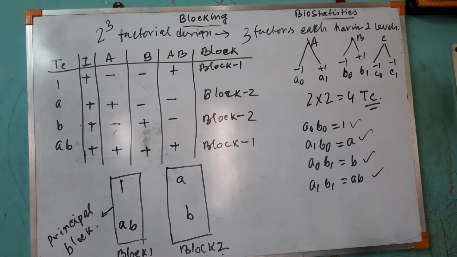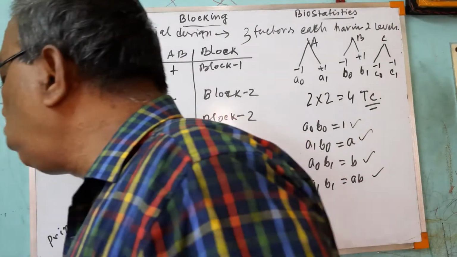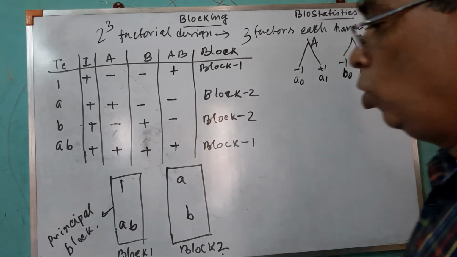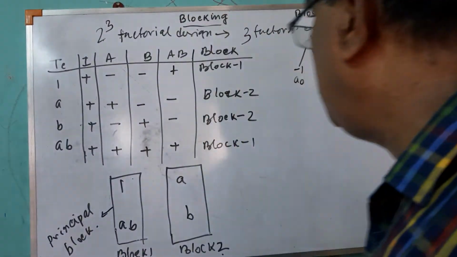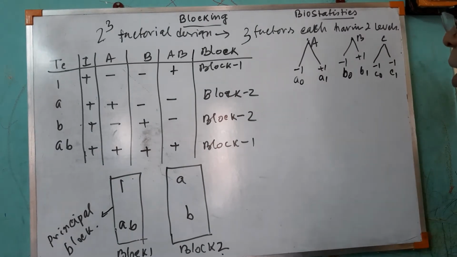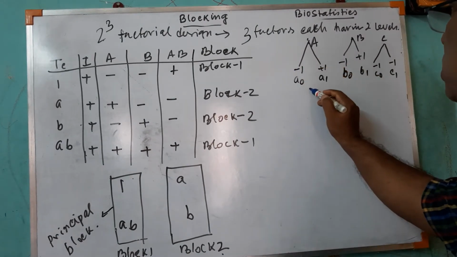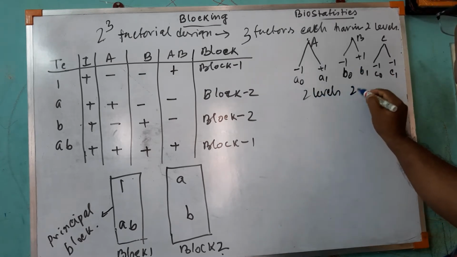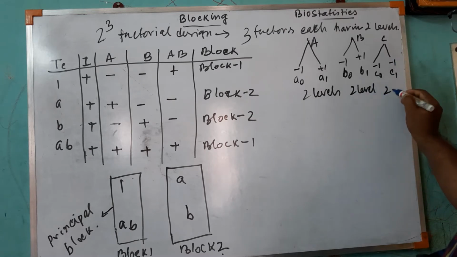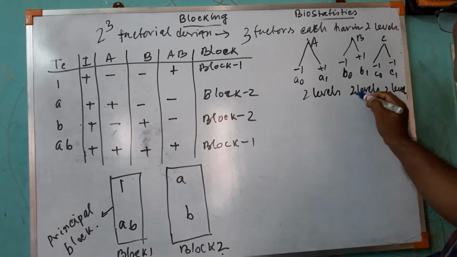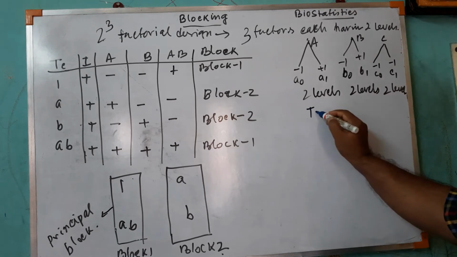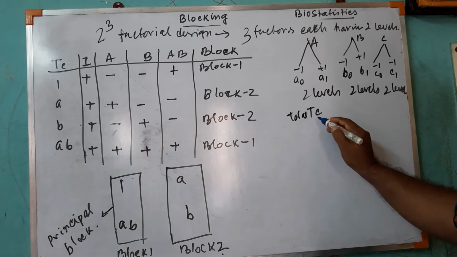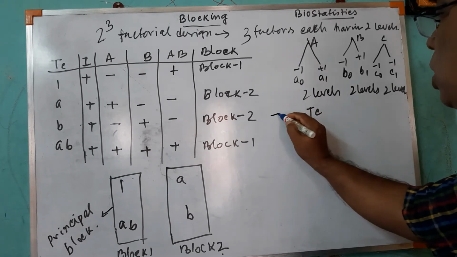So now, in a 2^3 factorial design, there are 3 factors, each at 2 levels. How many treatment combinations are there? Factor A has 2 levels, factor B has 2 levels, factor C has 2 levels. All have 2 levels. So how many total treatment combinations are there?